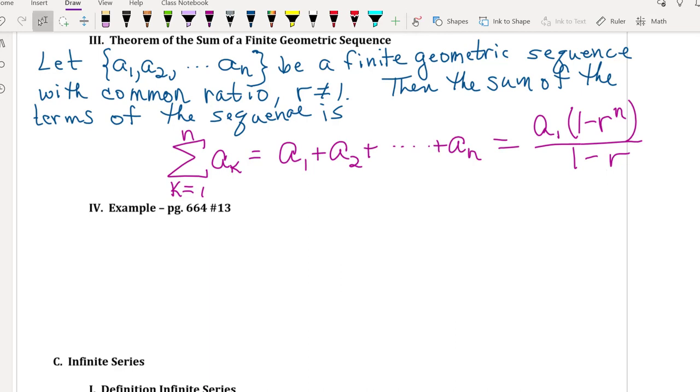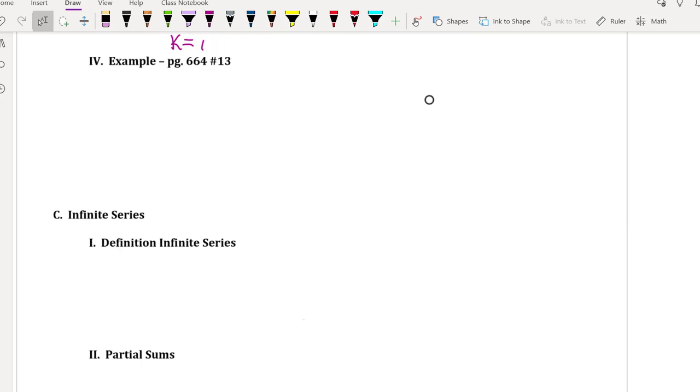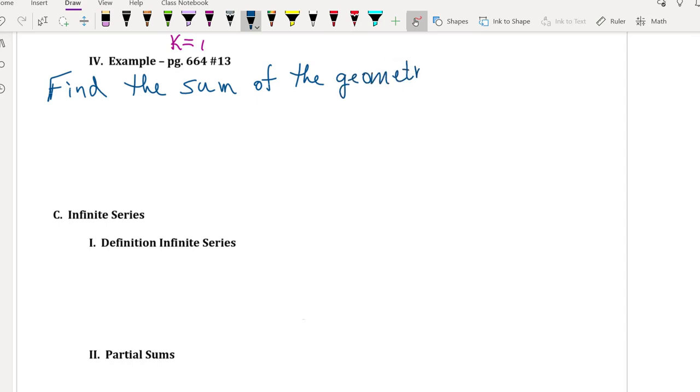Okay, so we'll do an example, and that'll be the end of this video, and our second video will deal with infinite series. Okay, so page 664, number 13. Find the sum of the geometric sequence, and we're given this sequence 3, 6, 12, all the way up to 288.